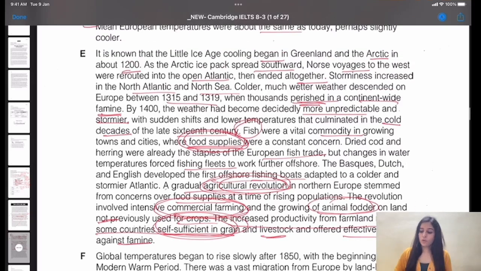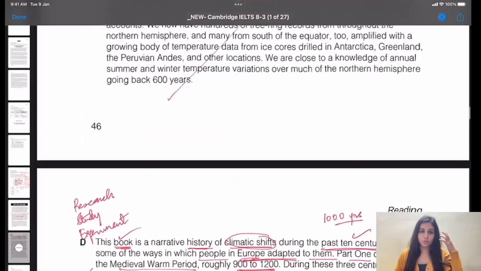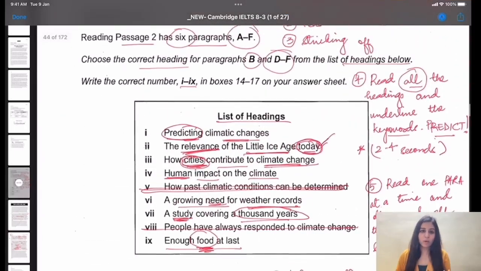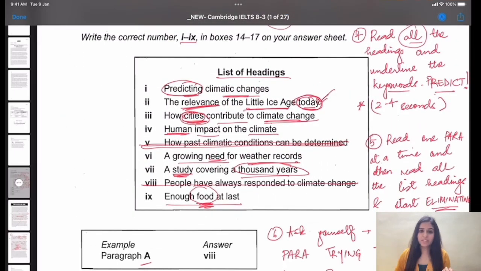So here, first of all, the entire paragraph is talking about food. That food was initially not sufficient for everyone, which led to the famine. And after the agricultural revolution and commercial farming of animal fodder, they became self-sufficient. So let's go back. There's only one heading on food. So we start doing the same process again.